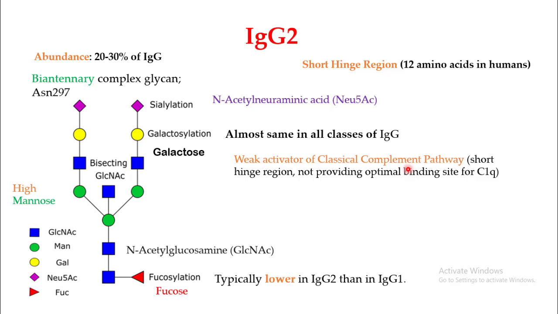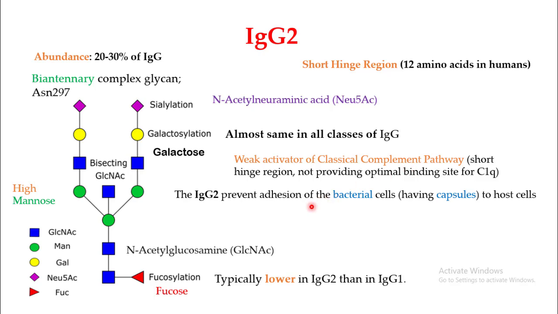Now, this immunoglobulin G2 has other important functions as well. Immunoglobulin G2 is responsible for preventing the adhesion of the bacterial cells to the host cells, and it is very important in preventing the adhesion of the viral spike proteins to the host cells. So what that means is you are using the immunoglobulin G2 in the bacterial as well as in the viral infection, and this is protecting your body from the bacterial and the viral infection.